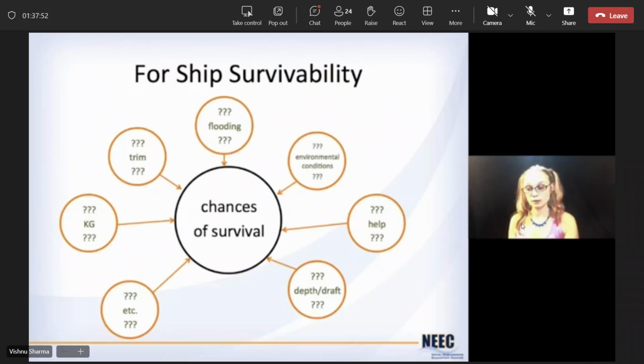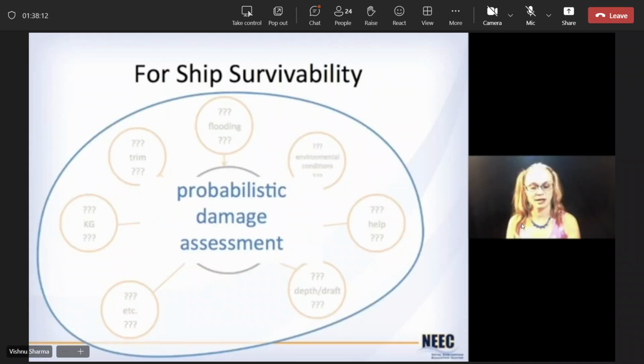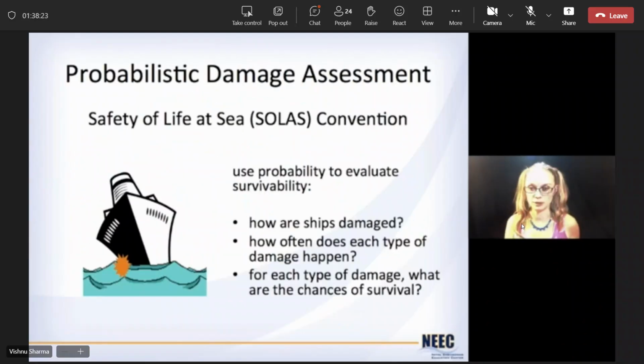For the ship survivability, we can do some calculations on damage stability. We can figure out how the GZ curve changes when compartments get flooded, and how that affects the KG and the trim and the depth and the draft. We can figure all that out, except that we don't know which one is going to be applicable at the time of the damage, because we don't know where the damage is going to be. So all of that is still uncertain, and we're going to take all of that together and turn it into a probabilistic damage assessment, lumping it together so we can come up with one clear picture of how safe our ship is.